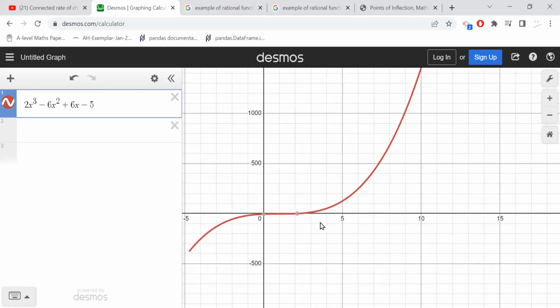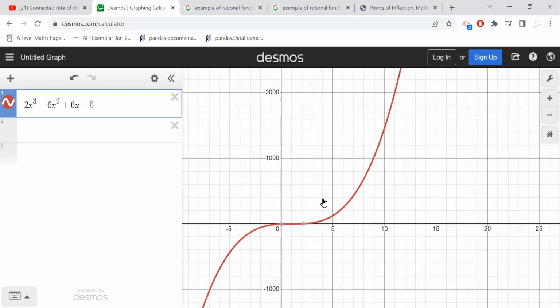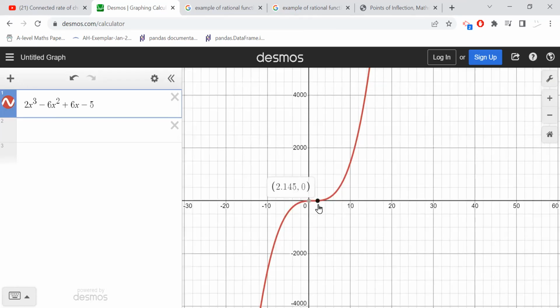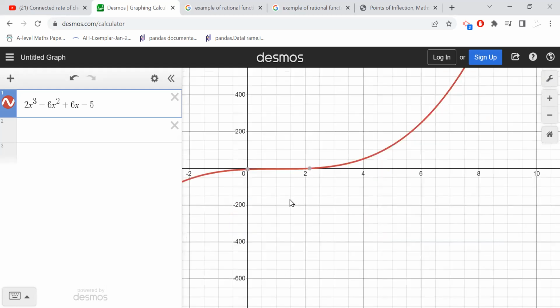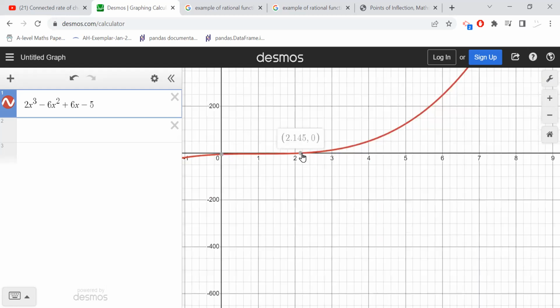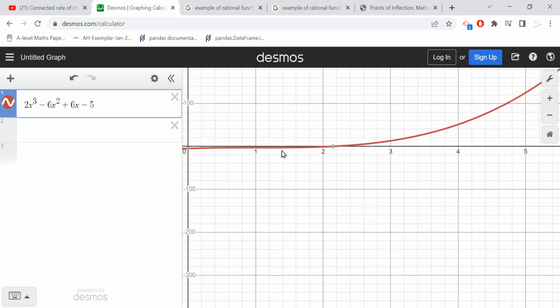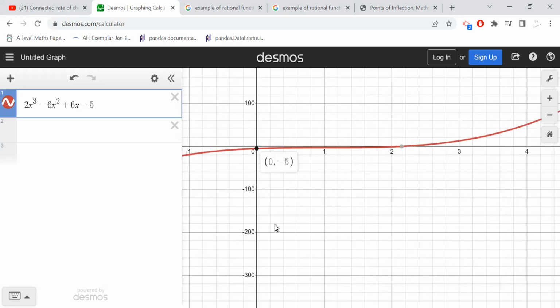Can you see? Okay. Something like this. Yeah, so there's an inflection point over here, 2.145, 0. Yeah, this point. I think so. Wait, I might be wrong. No, sorry, I'm wrong. That's not the point. 2.145, 0 is the x-intercept. And there's a 0, -5, which is a y-intercept. I think there is an inflection point in the middle over here. We need to work it out.